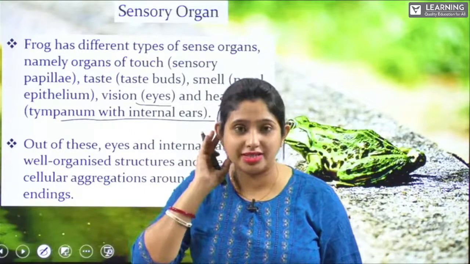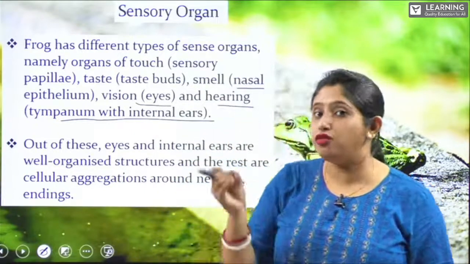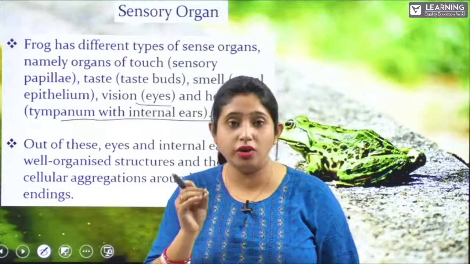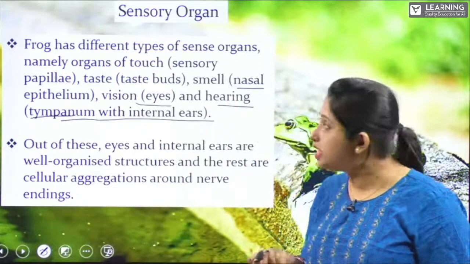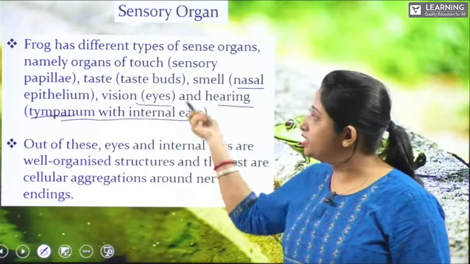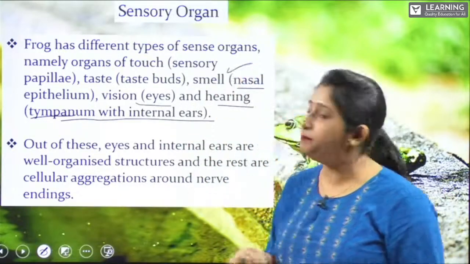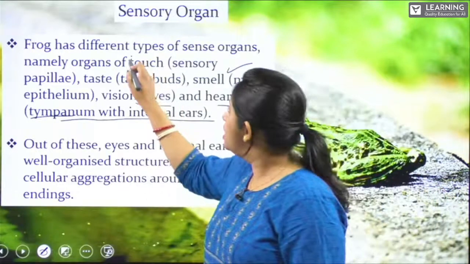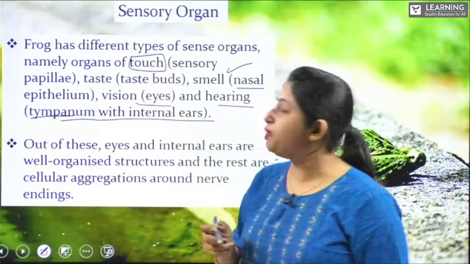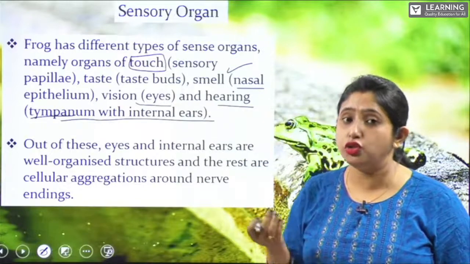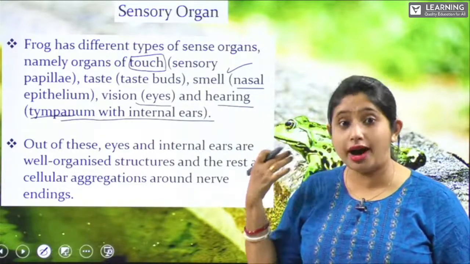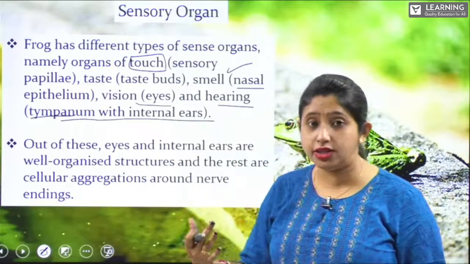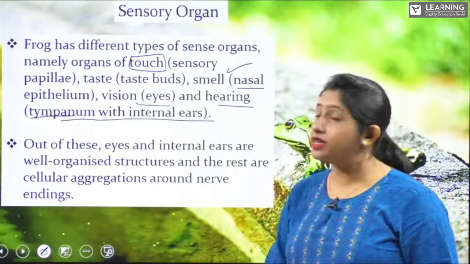Our ears are external, isn't it? The frogs have internal ears that are known as tympanum, which we cannot see. They have various sense organs, like sensory papillae in their tongue, which help them to taste. Then they have taste buds, eyes, and tympanum. So they have various sense organs.